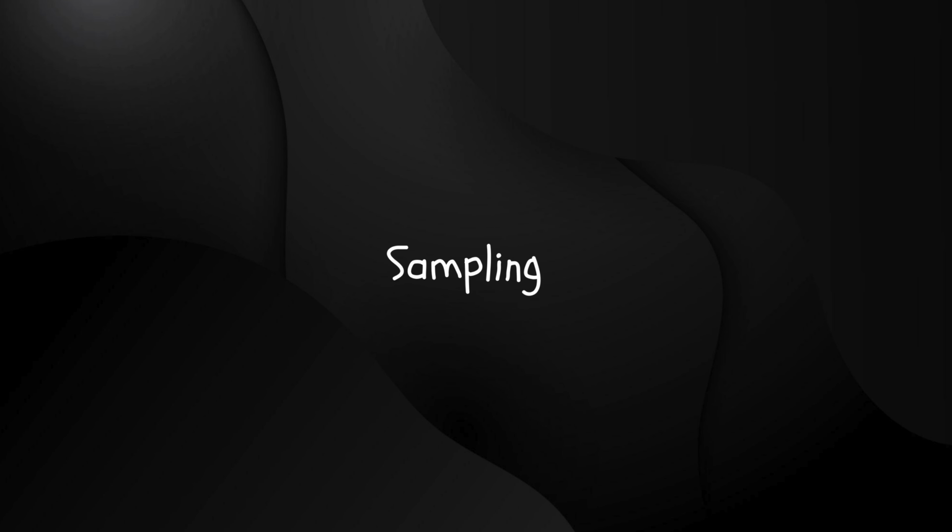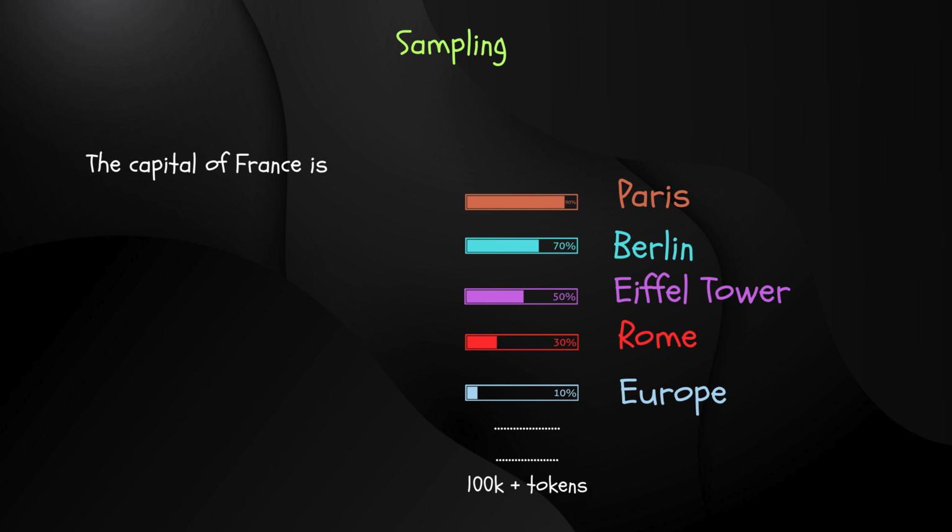That's where sampling comes in. So now we have a probability distribution. Every possible next token has a probability attached to it. Some tokens are highly likely, others are possible, but less likely, and many are extremely unlikely. The question is, how does the model choose one token from all of these possibilities? This step is called sampling.